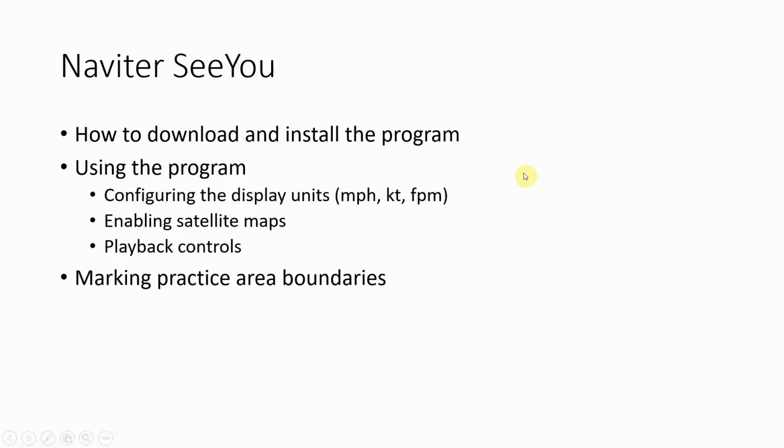So a couple things we're going to talk about in this one are how to download and install the program. Once you have the program, how to configure it properly for good use with the ArcCadet program, including configuring display units to be something that we can identify with, as well as enabling satellite maps so we can have an accurate view of the airports we're flying at. And then we're going to go over some playback controls. In a separate video, I'll cover how to mark practice area boundaries.